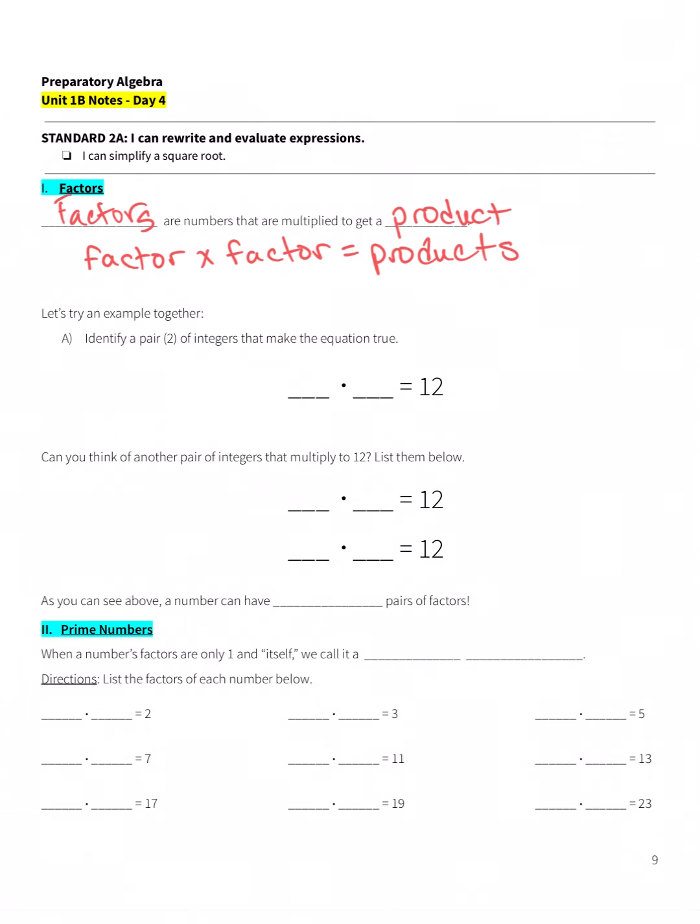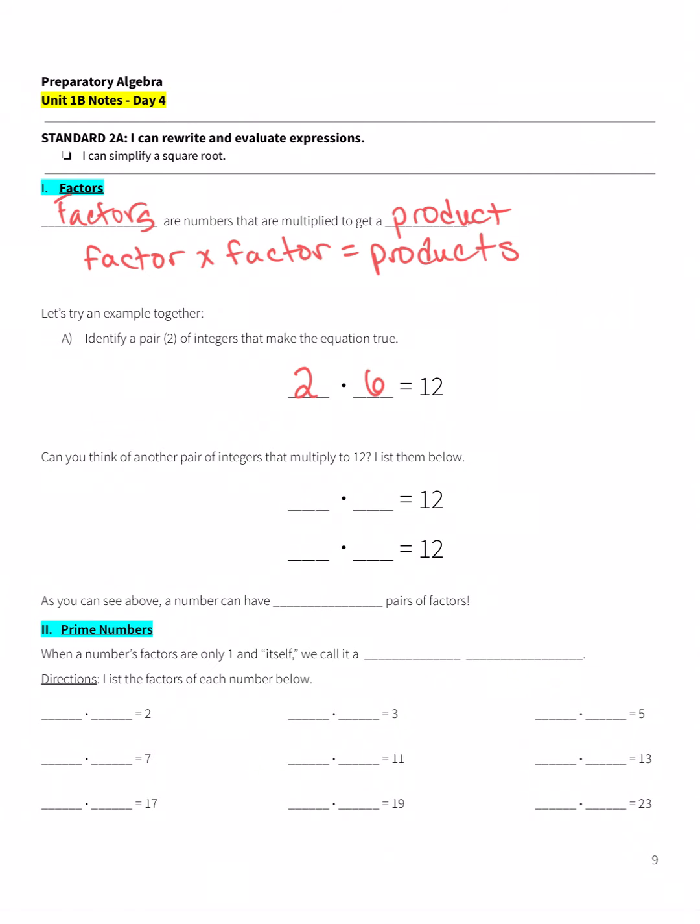So let's look at this first one. Identify two pairs of integers that make this equation true. So we're trying to find two factors that would make this statement true. So we have to think about what are two numbers we know multiply together to equal 12. Well, 12 is an even number, so we know that it is divisible by 2. 2 times 6 is 12.